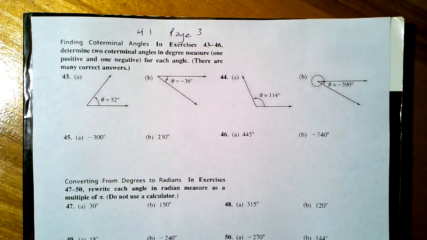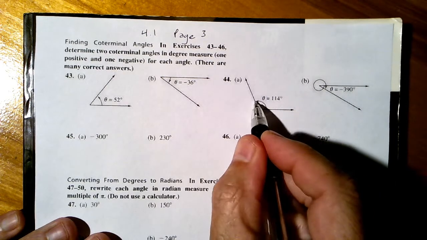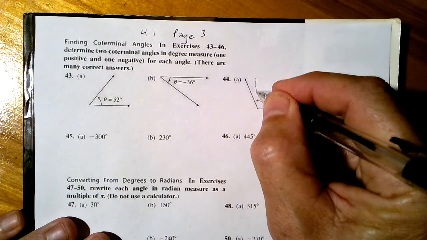Determine two coterminal angles in degree measure. Well, we did this earlier in radian measure. So now we're just going to find coterminals, one positive, one negative. Other ways of getting this rotation, 114.